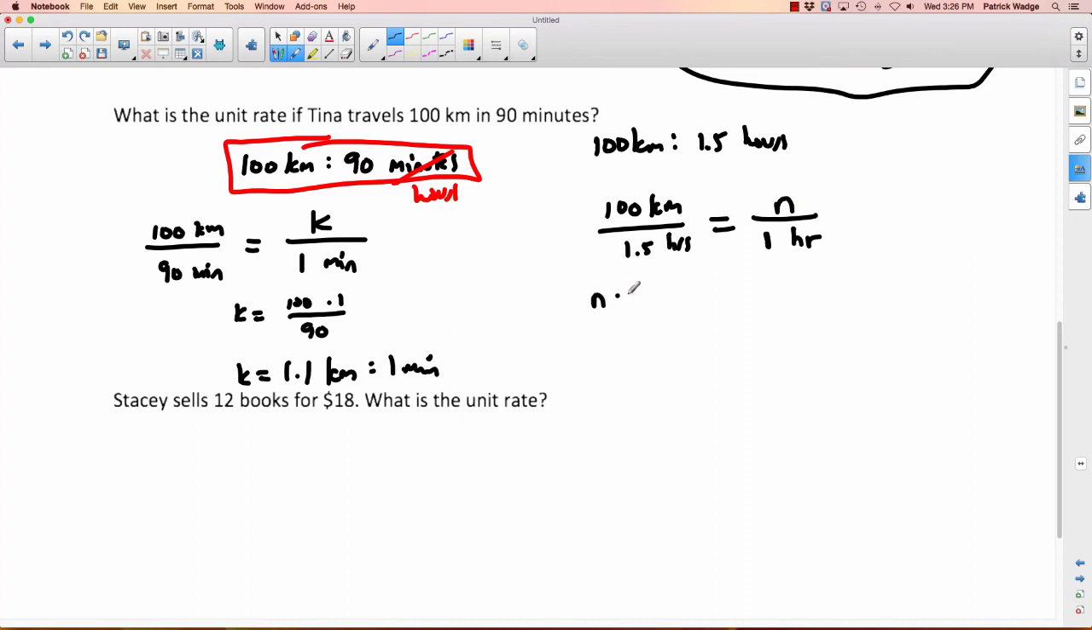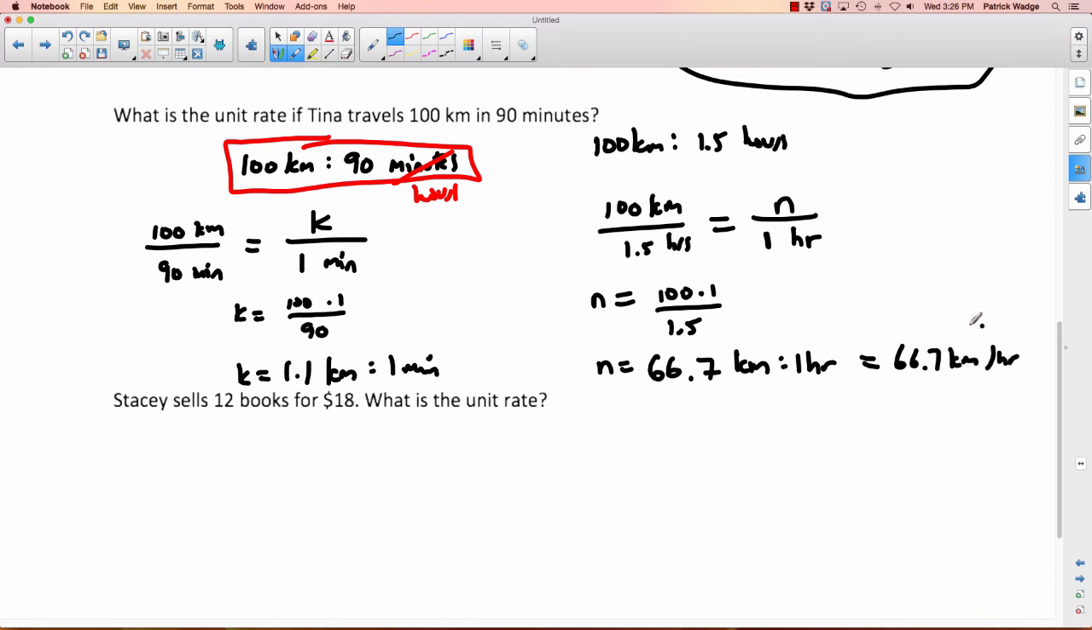So in order to get n, we cross multiply. We go 100 times 1, again, that's no problem, and divide by 1.5. So n is equal to 66.6 repeating, or it rounds up to 66.7. And what was that? We found this number here, which was kilometers. So you could say 66.7 kilometers per 1 hour, or most likely how you would write this is 66.7 kilometers per hour.